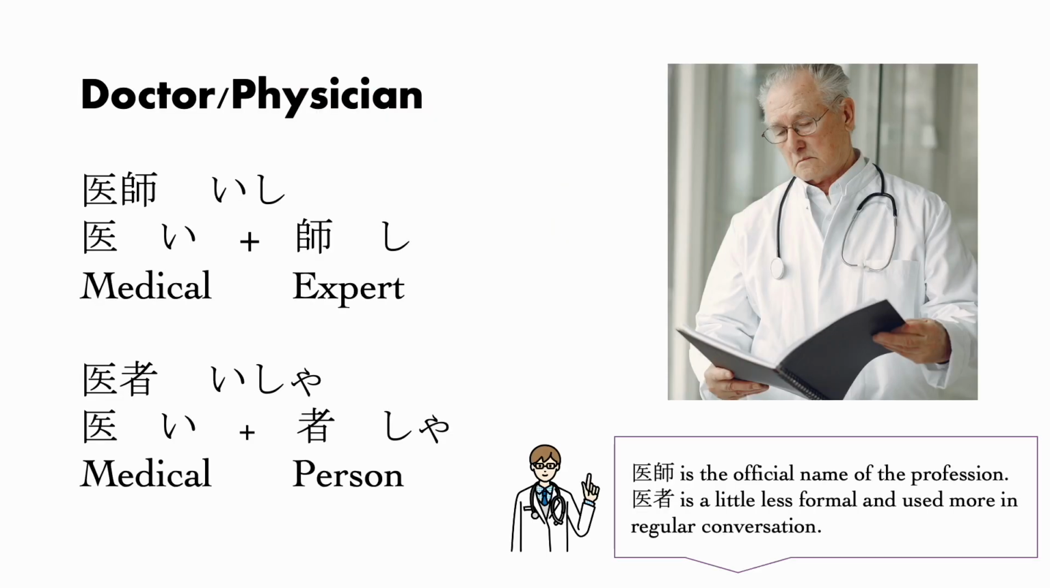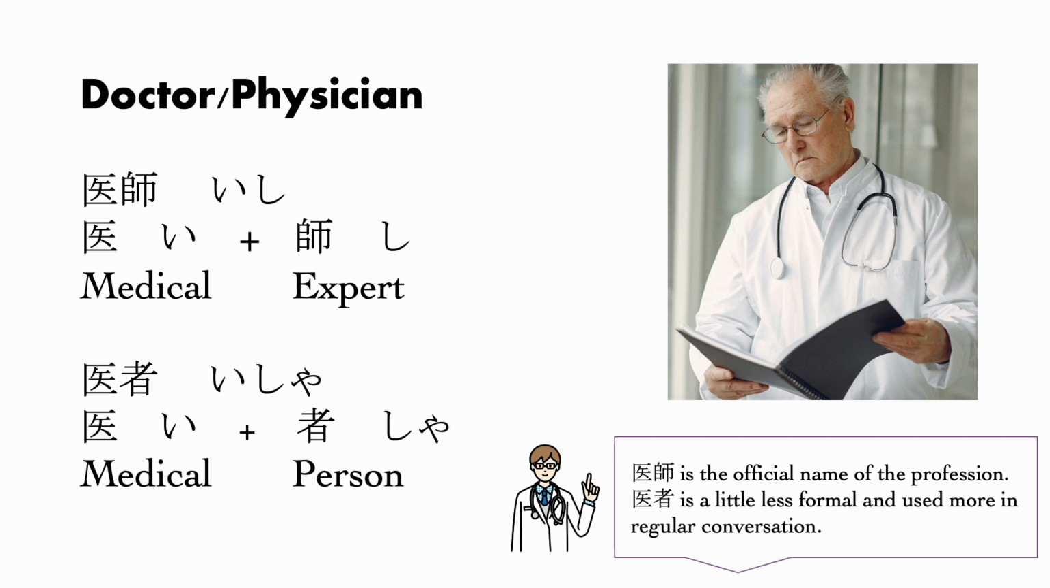So the first one is a doctor or physician, and there are a couple of Japanese words you'll commonly encounter for this. The first one is the formal title of a doctor, which is ishi. Breaking the kanji down, you have the kanji for I, which means medical. This is a kanji you'll see regularly in any word that is related to anything medical. And following I is the kanji shi, which means expert. This is a kanji you'll often see for words that refer to someone that's a specialist or a teacher, such as kyoshi, which means teacher, or koshi, which means lecturer. So putting the kanji together, the word is ishi, which means doctor.